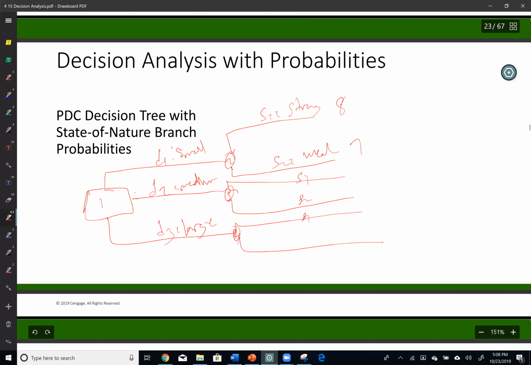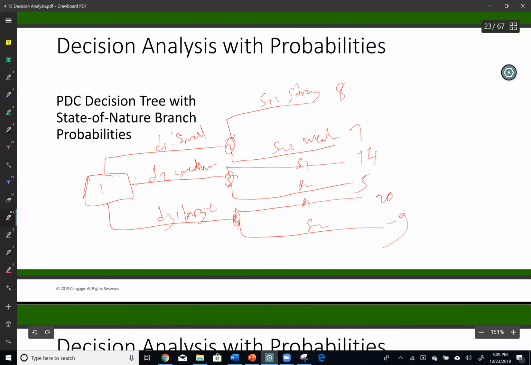All right, S1, S2. Strong demand, medium condos, I would make $14 million. Weak demand, medium condos, I would make $5 million. Strong demand, large condos, I would make the most money, 20 million. However, if I go with large and if I have weak demands, I would lose $9 million. So based on these values, I can calculate my expected value.